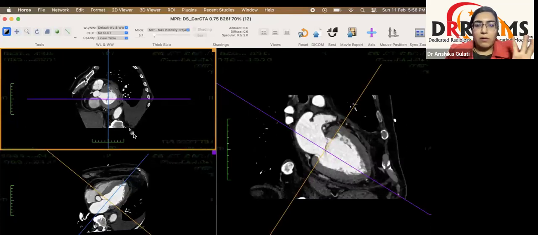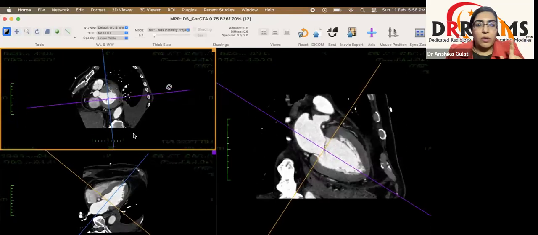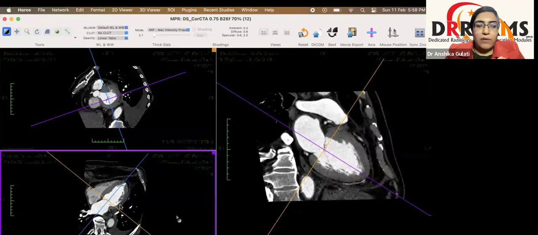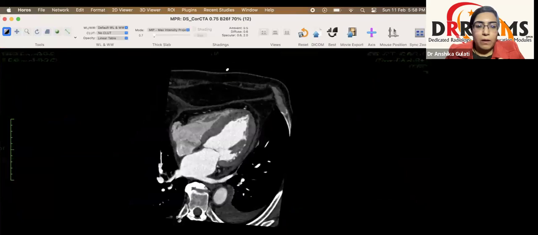So after evaluating the short axis images, what we do, we place the crosshair at the mitral valve again, and we rotate the purple axis so that it points towards the center of the tricuspid valve. And now what we get is a four-chamber view. This is the four-chamber view, which nicely shows the morphology of all the four chambers of the heart, the interatrial septum and the interventricular septum. And if we take the cine loops in this section, we'll see the functioning of the tricuspid as well as the mitral valve.